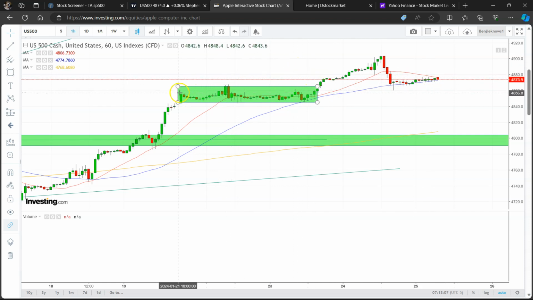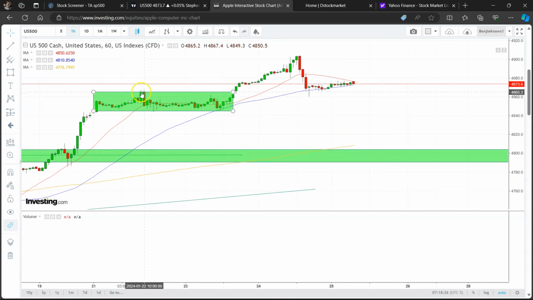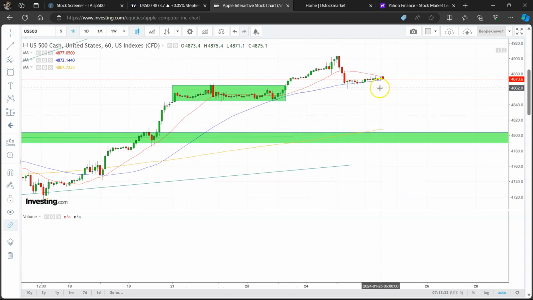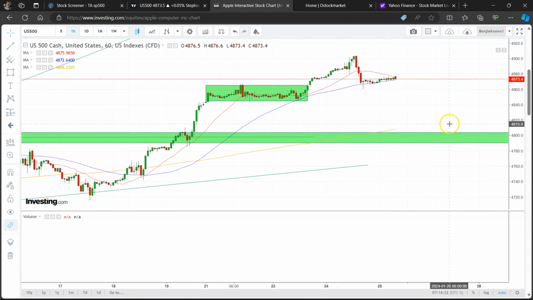So our nearest reference point is this box area. If we're looking at a 60-minute chart, as long as it stays above this area short term, we should still continue to remain bullish. But if it drops below this area, then we might see a correction down to the next level here.